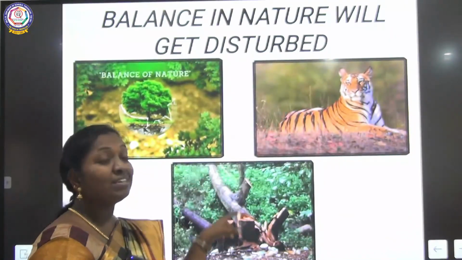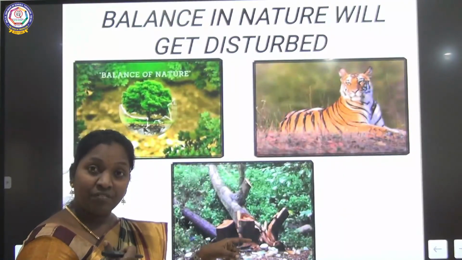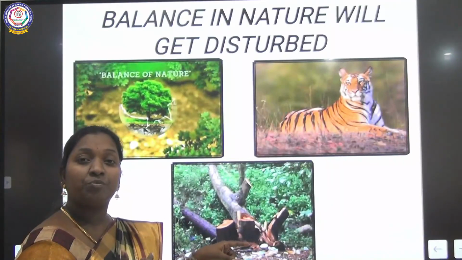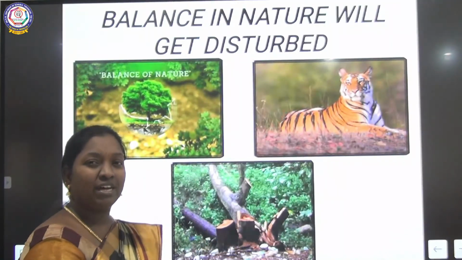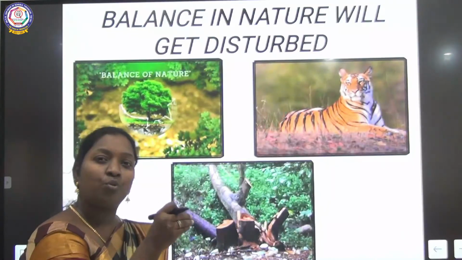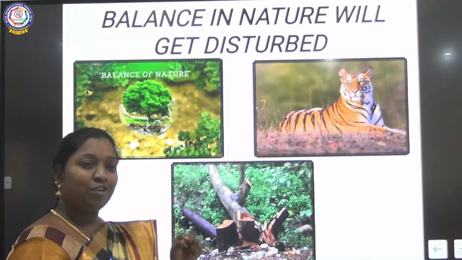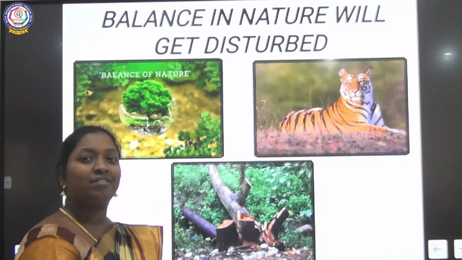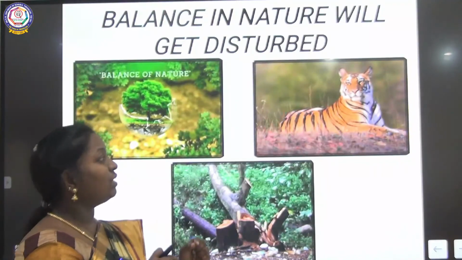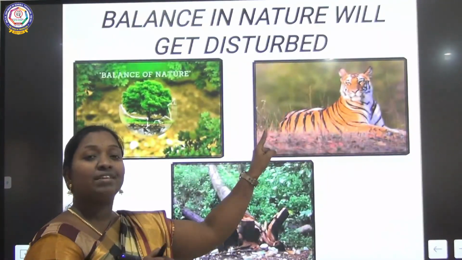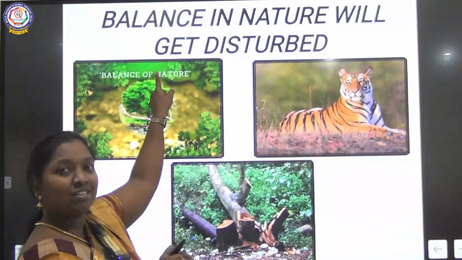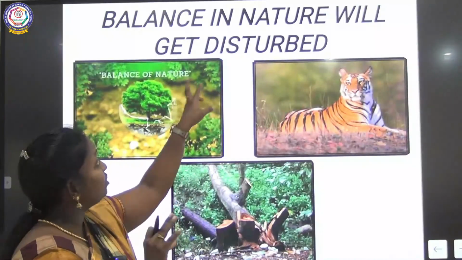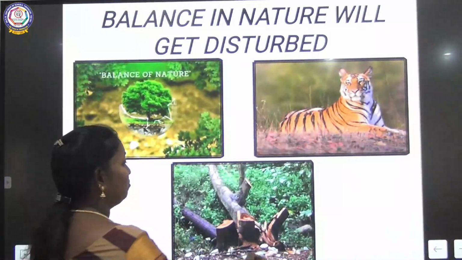If any one is disturbed, we are also one of those responsible. How are we responsible? We are cutting down trees. At least what should we do? We should plant one new plant. After planting, if we cut one down, we are balancing it. So we should maintain it. If any one of these is disturbed, our nature cannot balance.